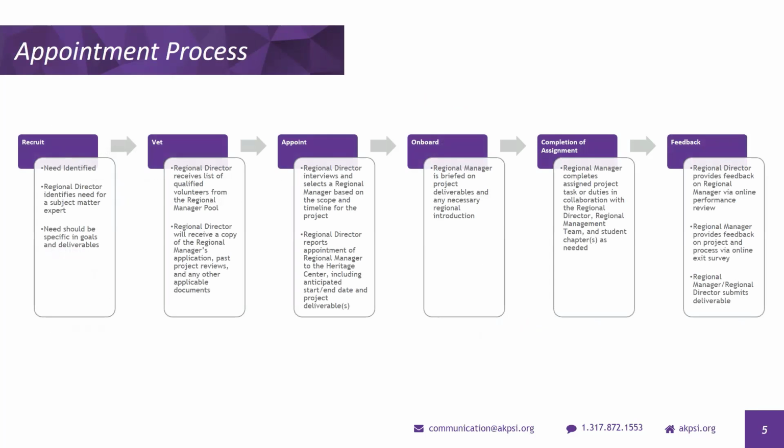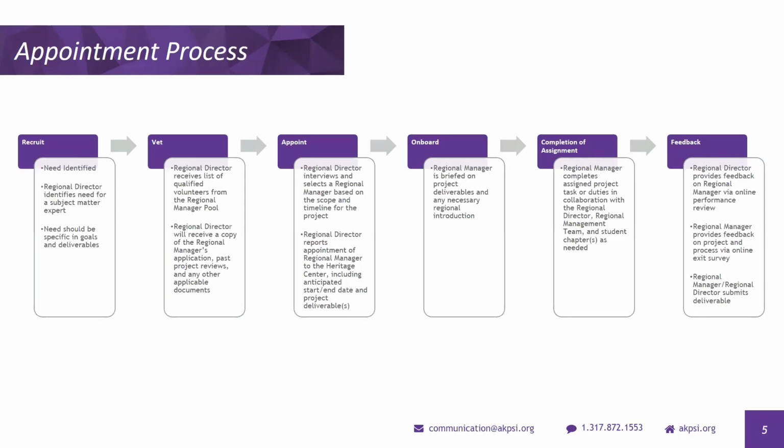The regional manager appointment process is broken down into the following steps. The first step will be for the regional director to identify a need for a subject matter expert. The regional directors will be specific with their project, goals, and deliverables in order to make the regional manager the most effective that they can in their role.